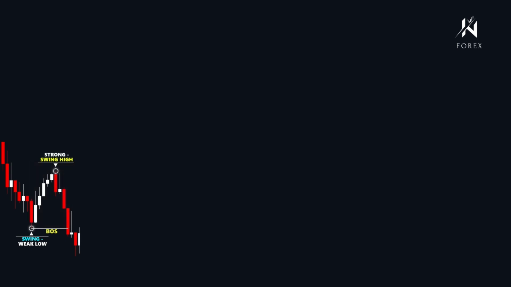So let's check if it's valid. Use your Fibonacci tool from the strong high to the new low. You'll see price comes back to the 38.2% level and even hits the 50%. That's another valid pullback. We mark the new weak low, but here's where something shifts.